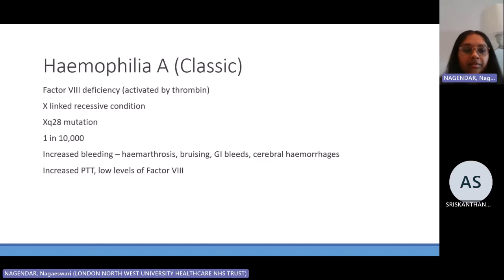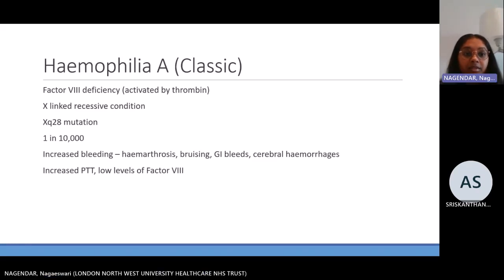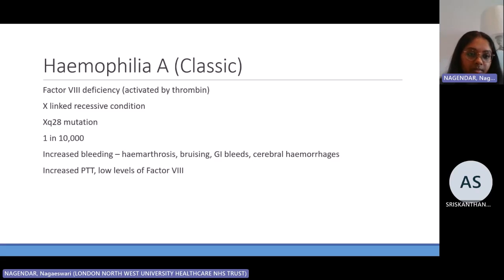So what that means is a female will have two X chromosomes, one from the father, one from the mother. Now, if one of those X chromosomes is affected and the other X chromosome which isn't affected is then inactivated, they will then have the condition as well. So this is usually from an Xq28 mutation, and it affects approximately 1 in 10,000 individuals.